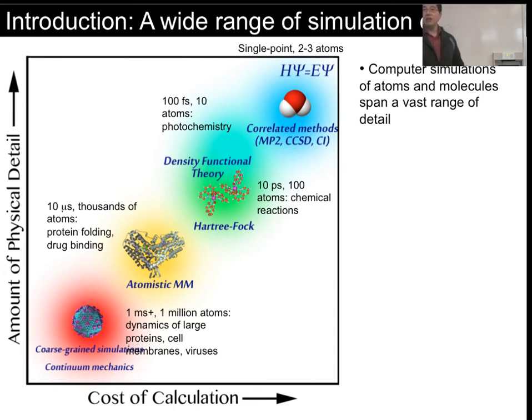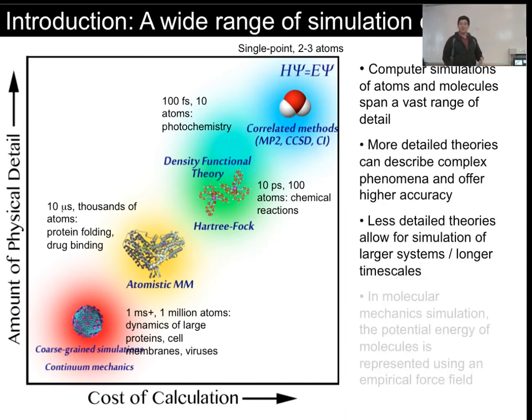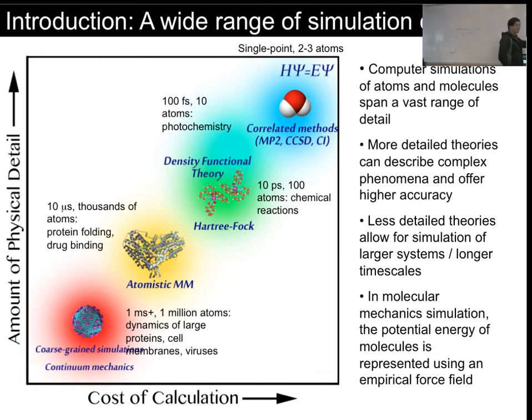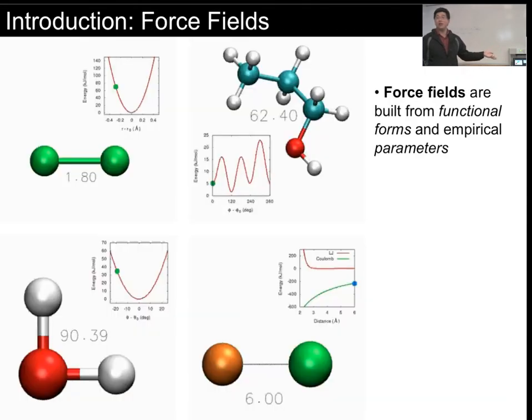So to repeat a few things that I said yesterday, there's a really wide range of simulation domains which are appropriate for different applications, and OpenMM is really well adapted to performing, say, atomistic molecular mechanics simulations, although its capabilities do extend somewhat into the coarse-grained domain. And when you run molecular mechanics simulations, the interactions between atoms and molecules are described using an empirical model that's called a force field.